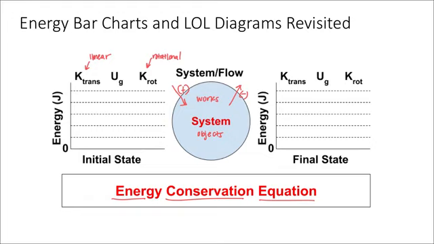And lastly, if you've forgotten, our U sub g represents gravitational potential energy, or the energy an object has due to its position above the Earth, stored in that gravitational field between the Earth and that object.